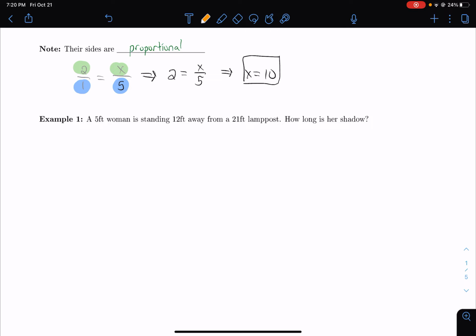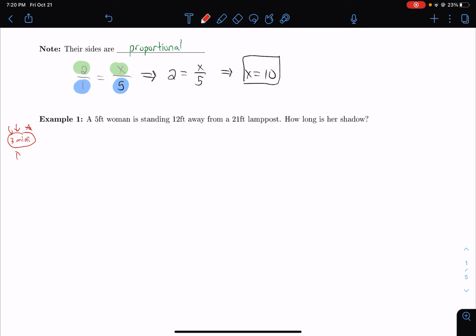All right, so I first want to give you a couple minutes to try this. Pause the video for about 3 minutes and see if you can draw a picture and get this started. 4, 3, 2, 1. Pause the video for about 3 minutes to try this.